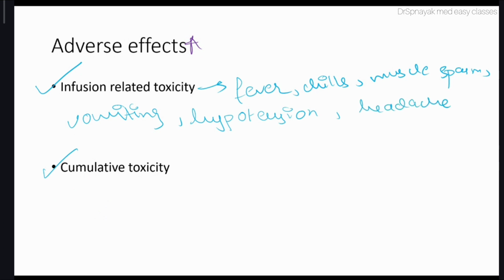Even if the infusion rates are slightly higher than normal, the patient presents with adverse effects: fever, chills, muscle spasm, vomiting, hypotension, headache. So even if it is given through the intravenous route, it should be given very carefully, infused very slowly, otherwise it will cause infusion related toxicity.